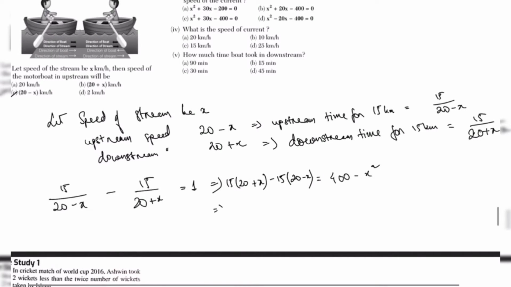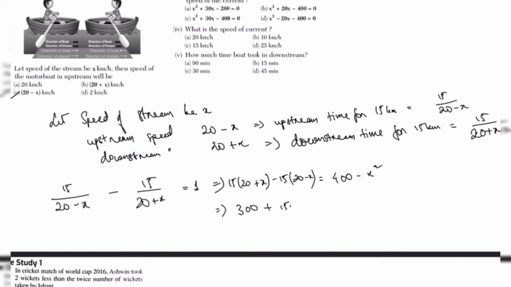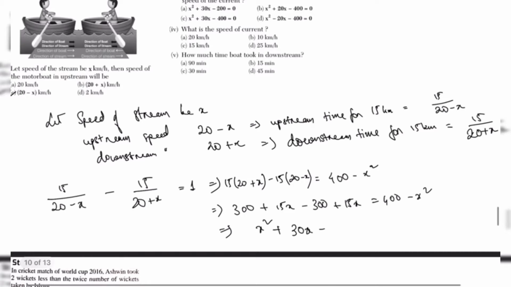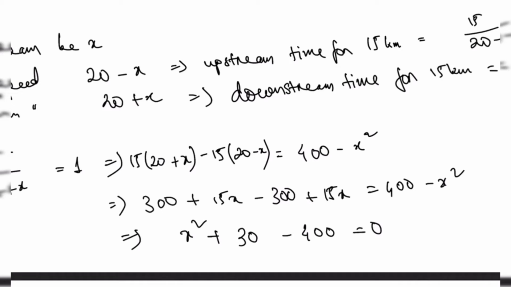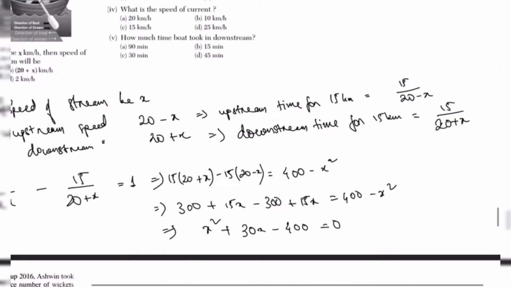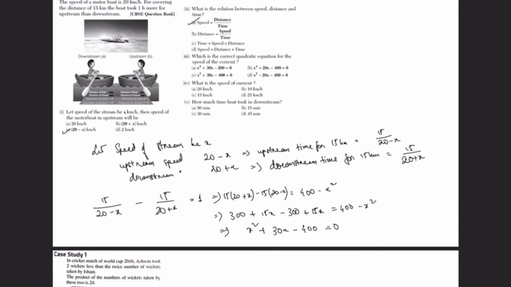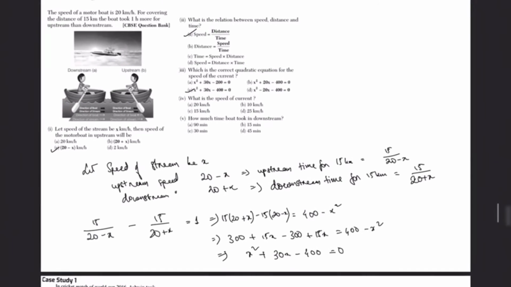So 300 plus 15x minus 300 plus 15x once more equals 400 minus x square. That will give you x square plus 30x minus 400 is 0. This is your quadratic equation. So I think there will be a question asking us to form the equation. Let's say x square plus 30x minus 400. Yes, here it is. What is the speed of current?